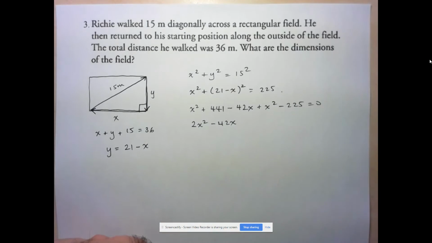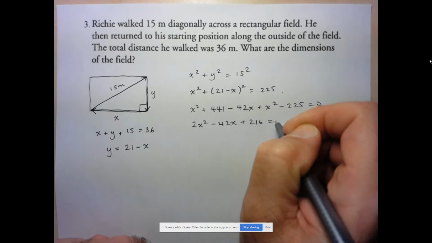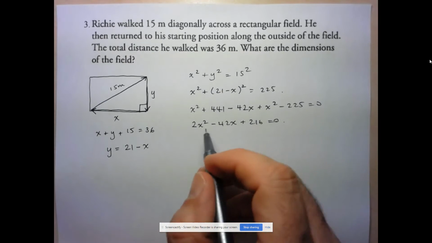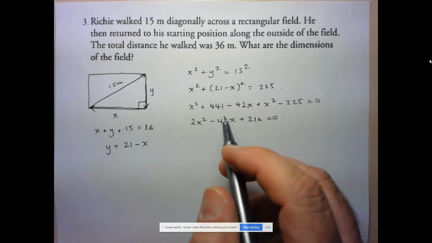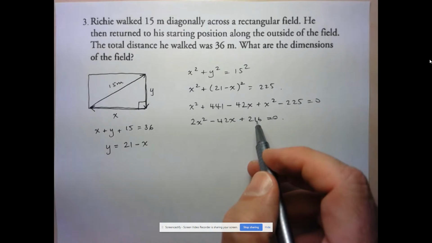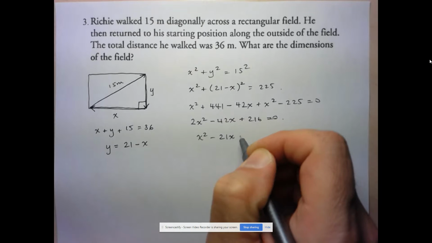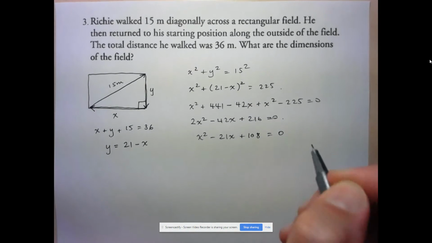Okay, 216. So this is going to be plus 216. Okay, now not that it's a necessary thing to do, because I could certainly apply the quadratic formula here, but I think it makes my life a little easier if I divide both sides of the equation by 2. So if I divide this polynomial by 2, I'm just going to be left with x squared minus 21x plus 108, and then 0 divided by 2 is still 0.